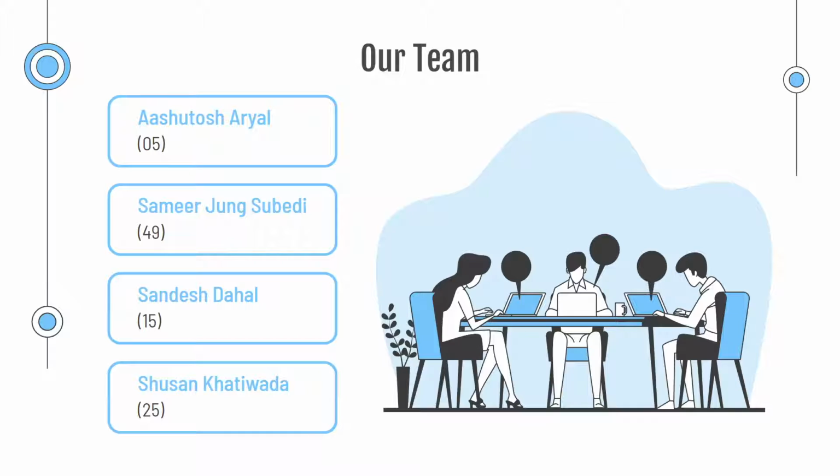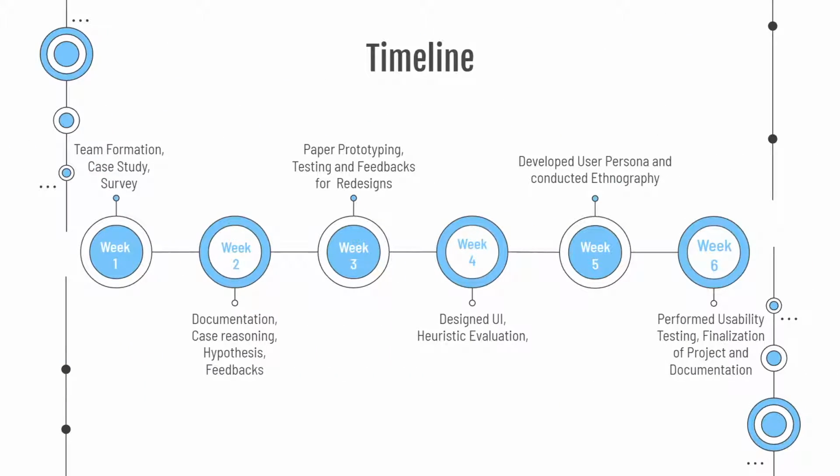and Engineering, Dhulikhel, Nepal. In the first week of our timeline, we formed our team, did a case study, and conducted a survey. In the second week, we formed hypotheses and collected feedback. In the third week, we developed a paper prototype and collected feedback to redesign the paper prototype. Using this redesigned paper prototype, we designed a UI in Figma and conducted heuristic evaluation. In week 5, we developed user personas and conducted ethnography. And in week 6, we performed usability testing and finalized the documentation of our project.